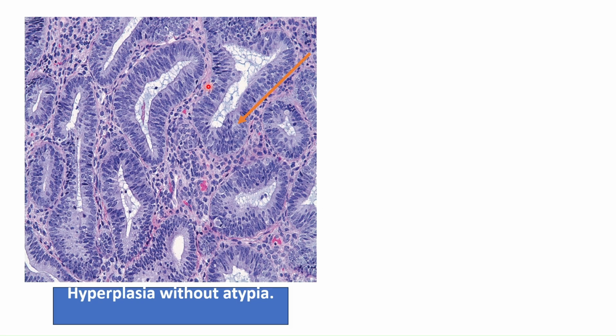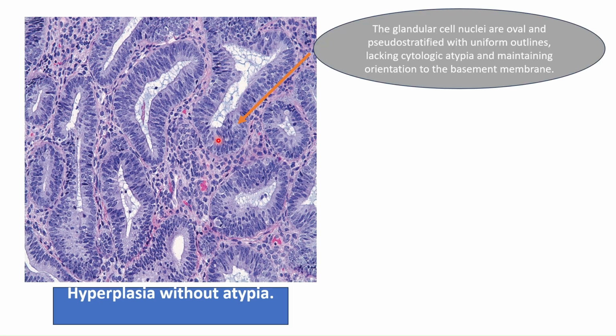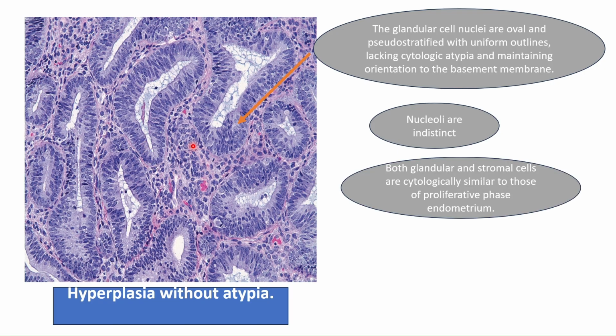Here we can see the polarity of the cells is maintained. These are glands having oval, pseudostratified nuclei lacking cytological atypia, and there is maintained orientation to the basement membrane, so polarity is maintained. Now see nucleoli. We can't see them easily, so they are indistinct. Both the stromal and glandular cells are cytologically similar to the proliferative phase endometrium. And if we carefully search, few mitotic figures can be identified.